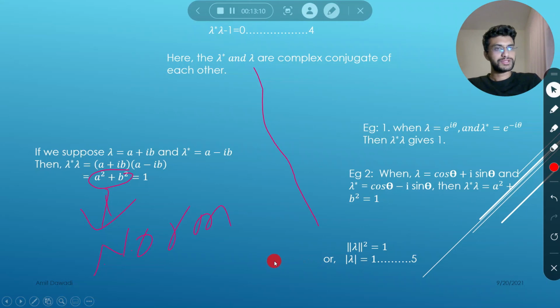Now I proved all 3 questions. The norm is 1. Lambda is complex. I mean, an eigenvalue of a unitary matrix is complex, and here the modulus of the eigenvalue of a unitary matrix is 1. So here we proved all the theorems.